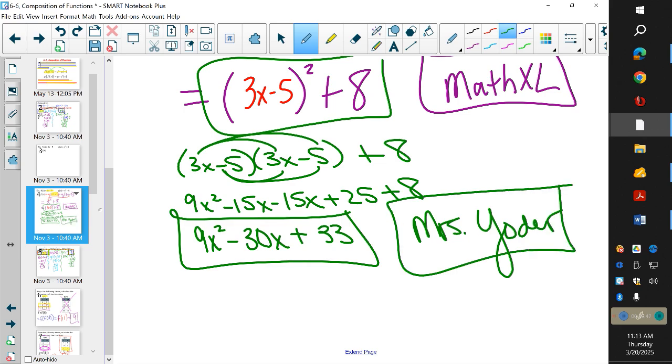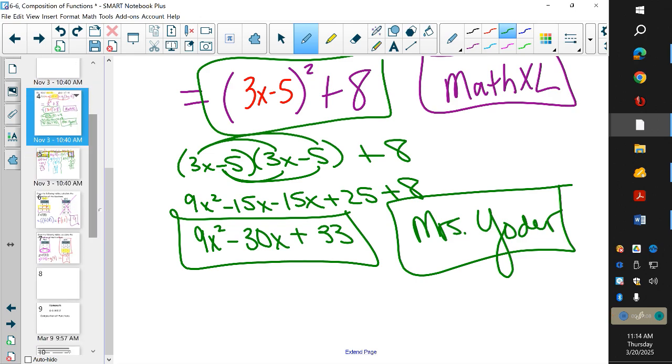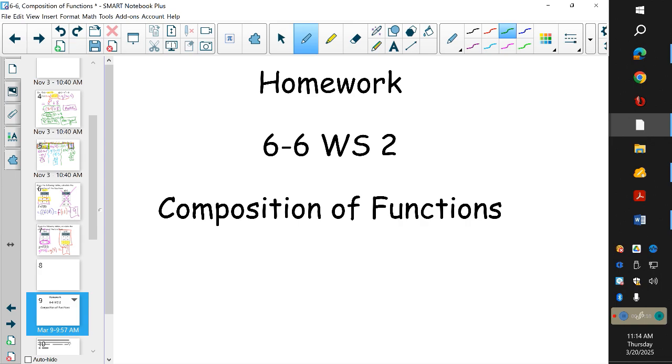Yes? Do we understand? If it is not squared, then it wants you to do my answer, okay? In Math Excel, if it's not squared, it wants you to do my answer. It wants you to combine like terms and do the math. Any questions? Let's start tonight's homework. So here we go. 6-6, worksheet 2. Get it out?